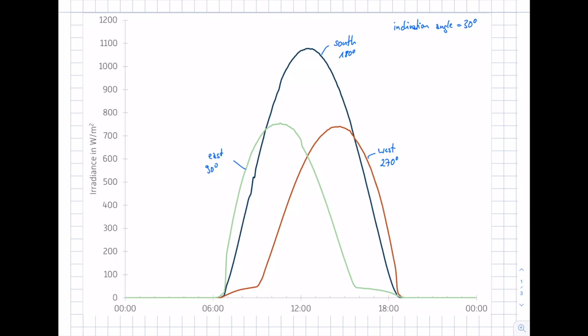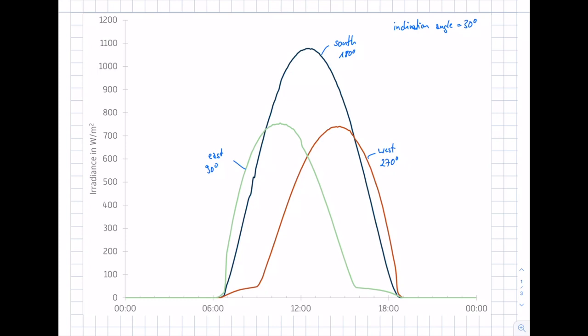And then on the other hand, the western oriented system, you see here this very small value until even 9 a.m. And then it's increasing, largest value in the afternoon at about 3 p.m. with the irradiance of 700 watts per square meter. So different situations, and that gives you a first idea or first view on the situation.